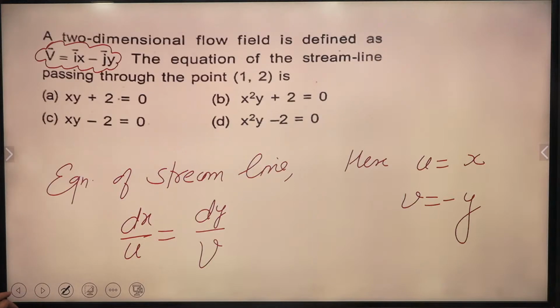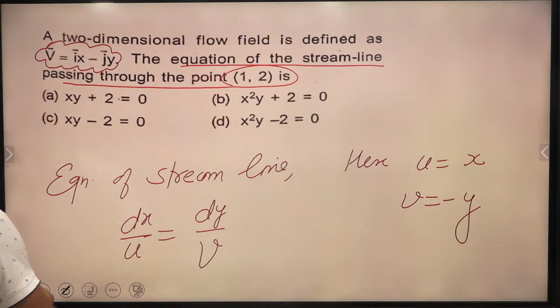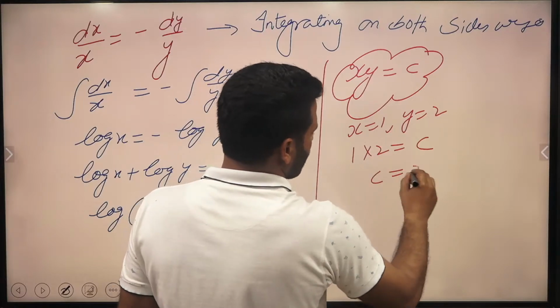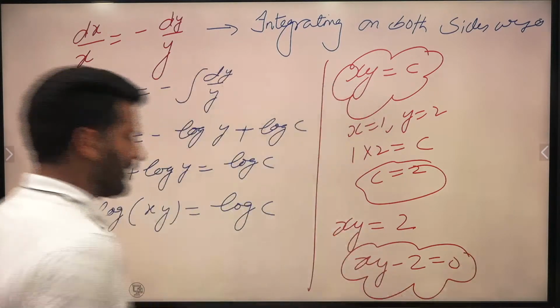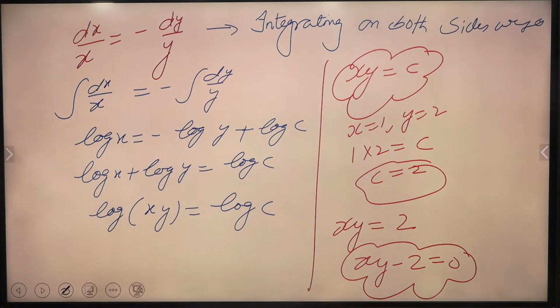On solving, in the question he said the equation of streamline passing through the point 1, 2. X coordinate is 1, y value is 2. So put here x equals 1, y equals 2. So 1 into 2 is nothing but c equals 2. So xy equal to c, that is 2, or xy minus 2 equals 0. That will be the answer. So here the equation of streamline will be xy minus 2 equals 0. Is it okay? Option C. Yes, fine. So I think let's proceed further.